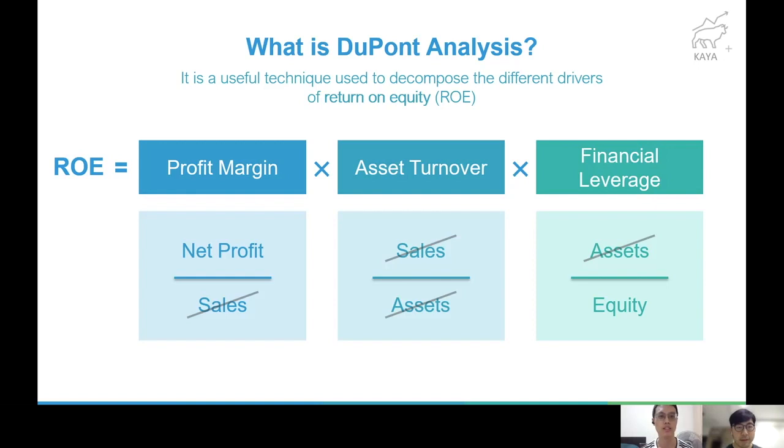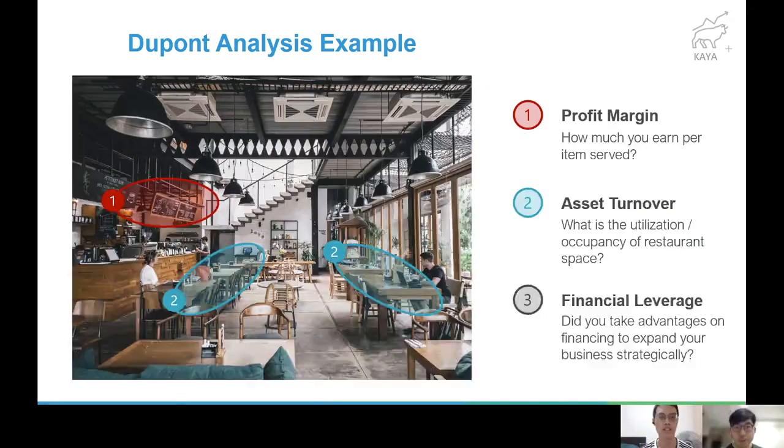ROE. Yep. So if you take a look on this slide, just imagine if you are the owner of this cafe. Viewpoint analysis is actually one of the best ways to measure your business performance easily. So the first aspect is the profit margin. You should check how much are you earning per item served.